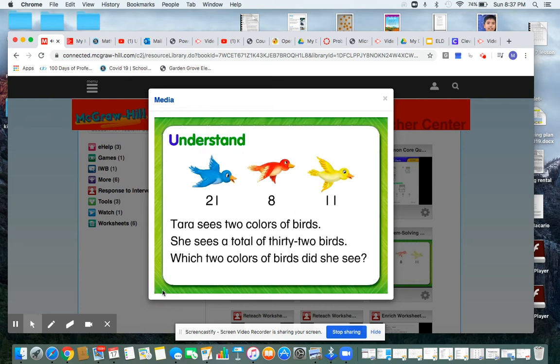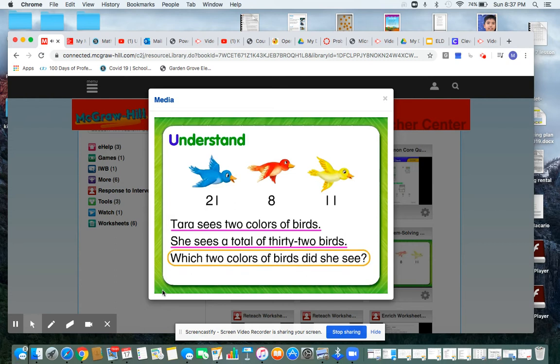First, we need to understand the problem. We can do this by asking ourselves, what do I know? We know that Tara saw 2 colors of birds. We also know that she saw a total of 32 birds. Next, we can ask ourselves, what do I need to find? Let's circle the question, because we need to find which 2 colors of birds Tara saw.